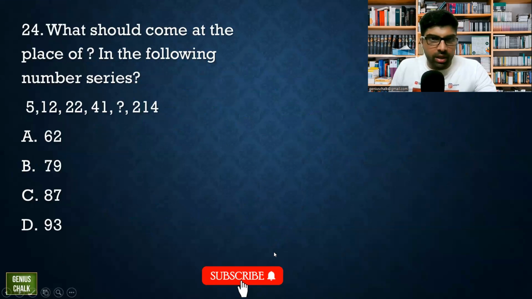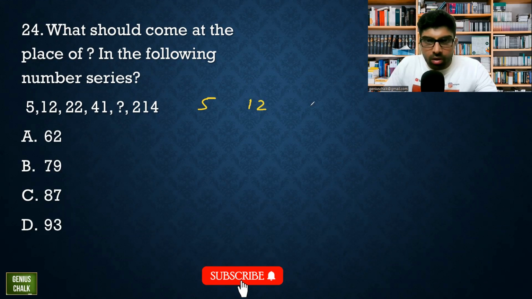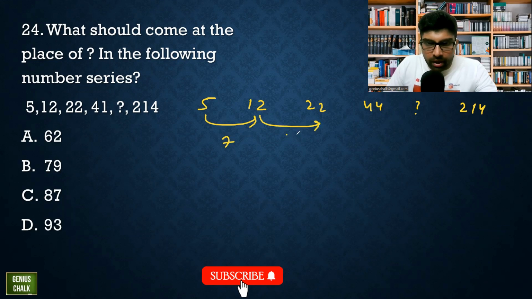Right? Very good question. Next one: what will come in place of the question mark in the following number series? Let's see. Again, it's a very good unique series. 5, 12, 22, 41, question mark, 214. So the difference is 7. Now the difference is 10. Can I write 7 plus 3? Yes. Next, the difference is 19.